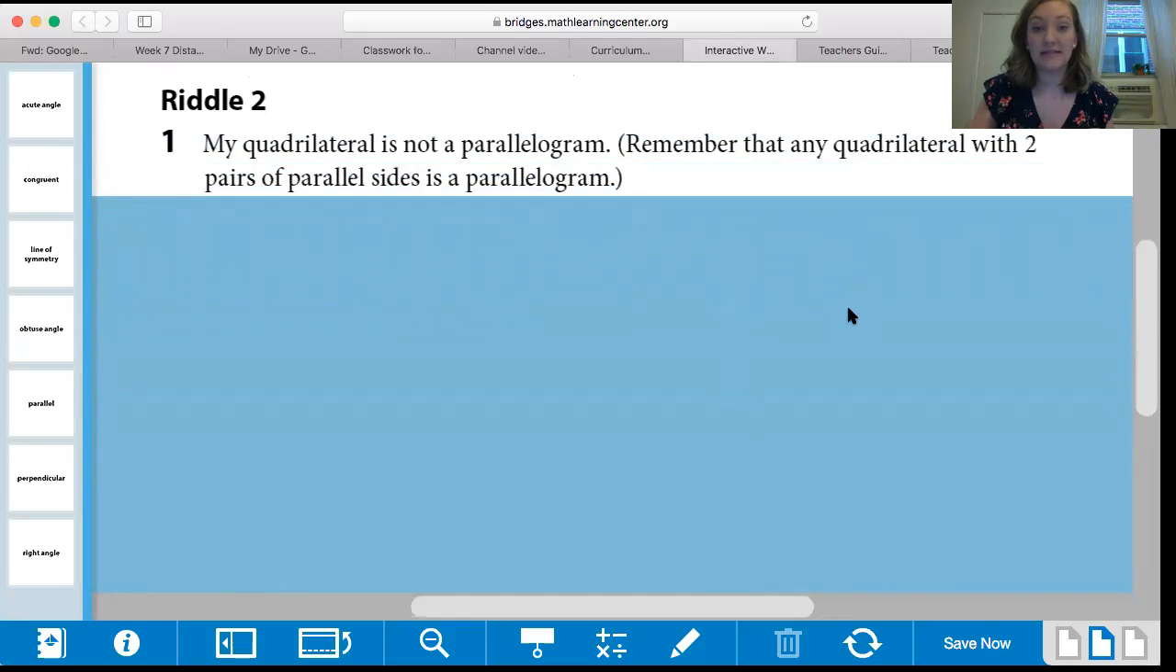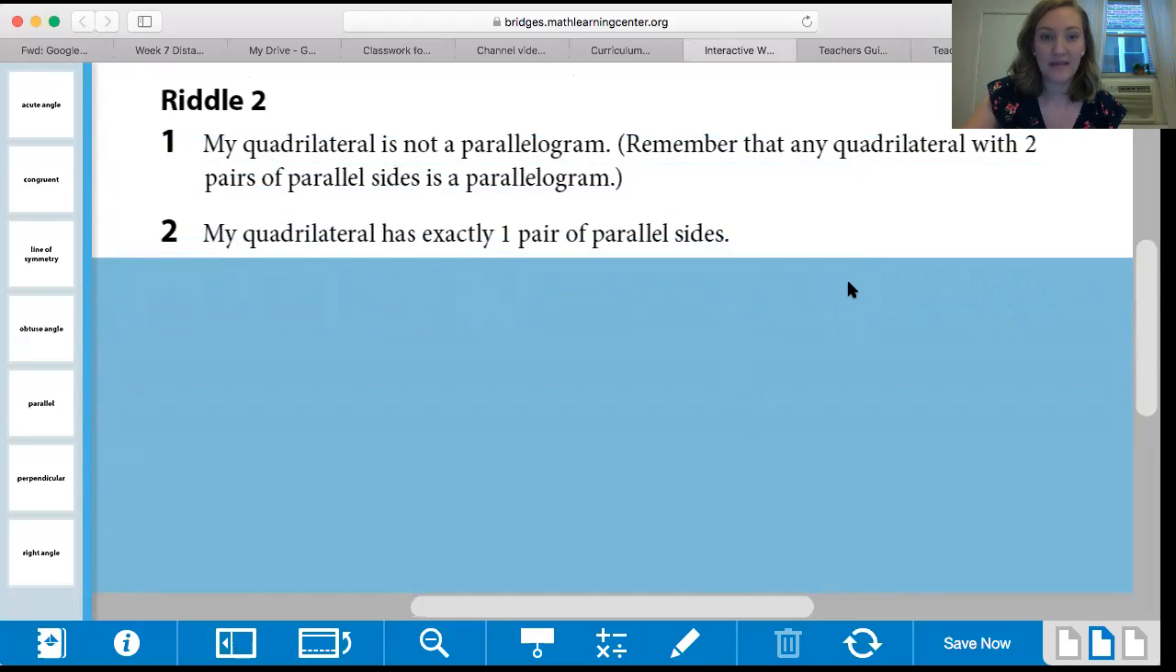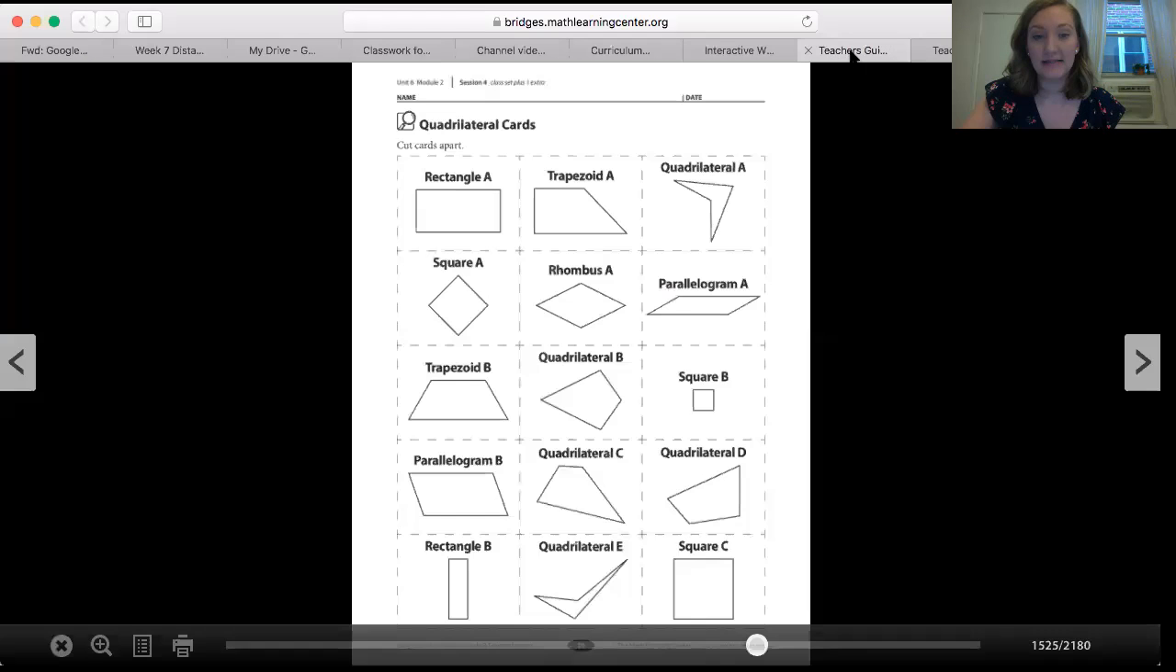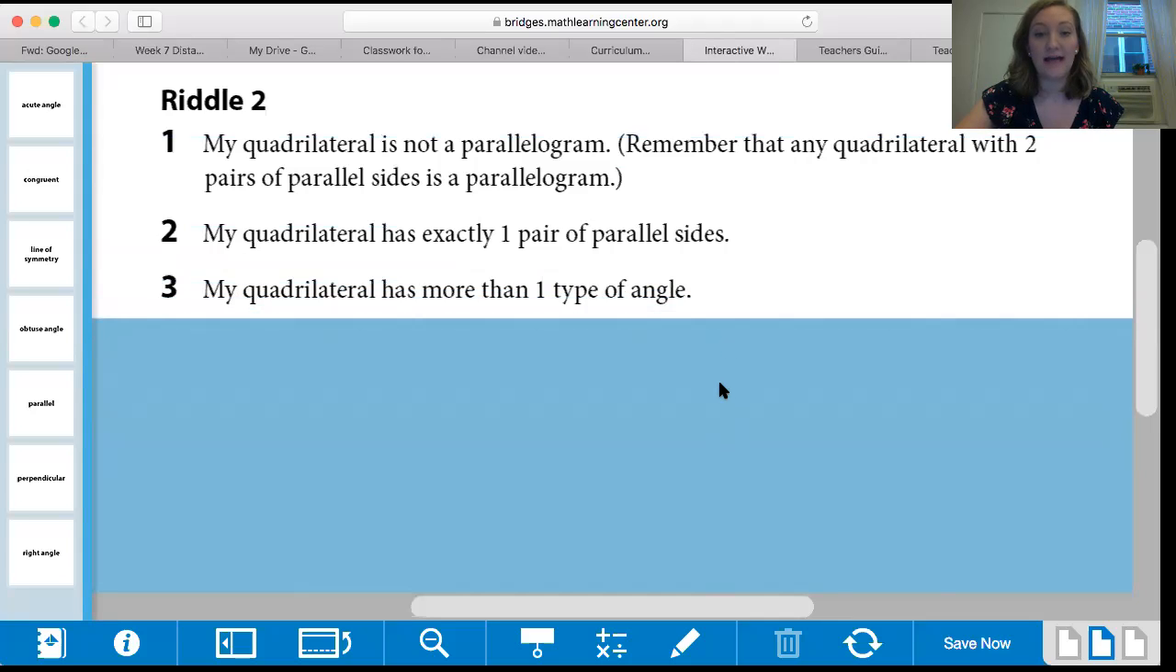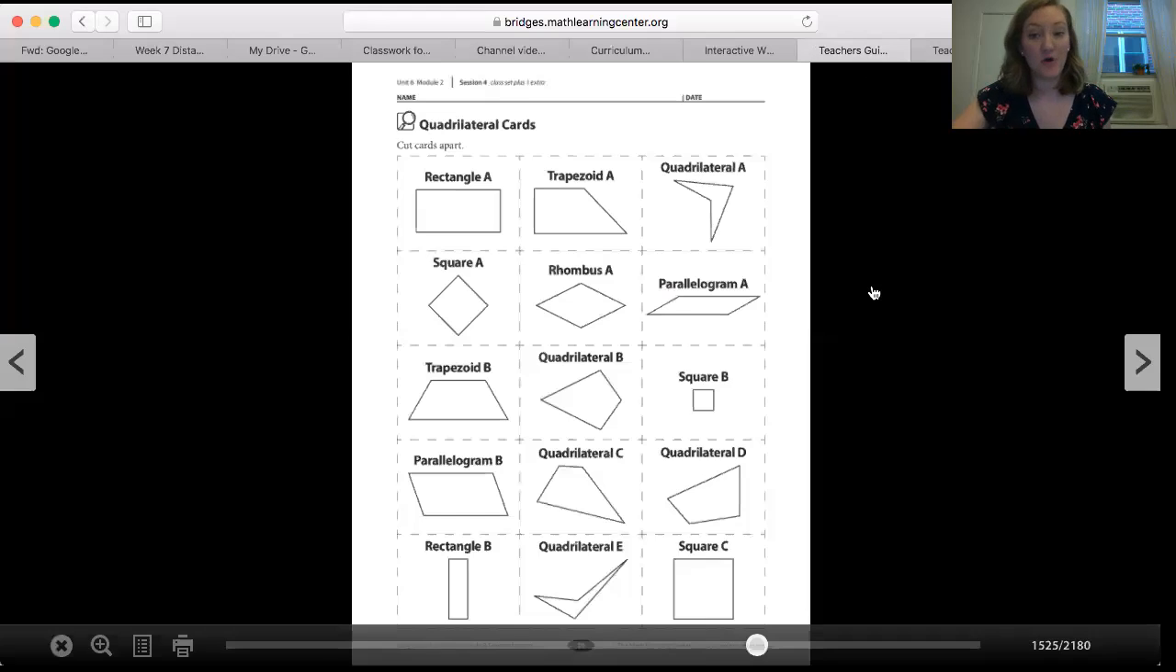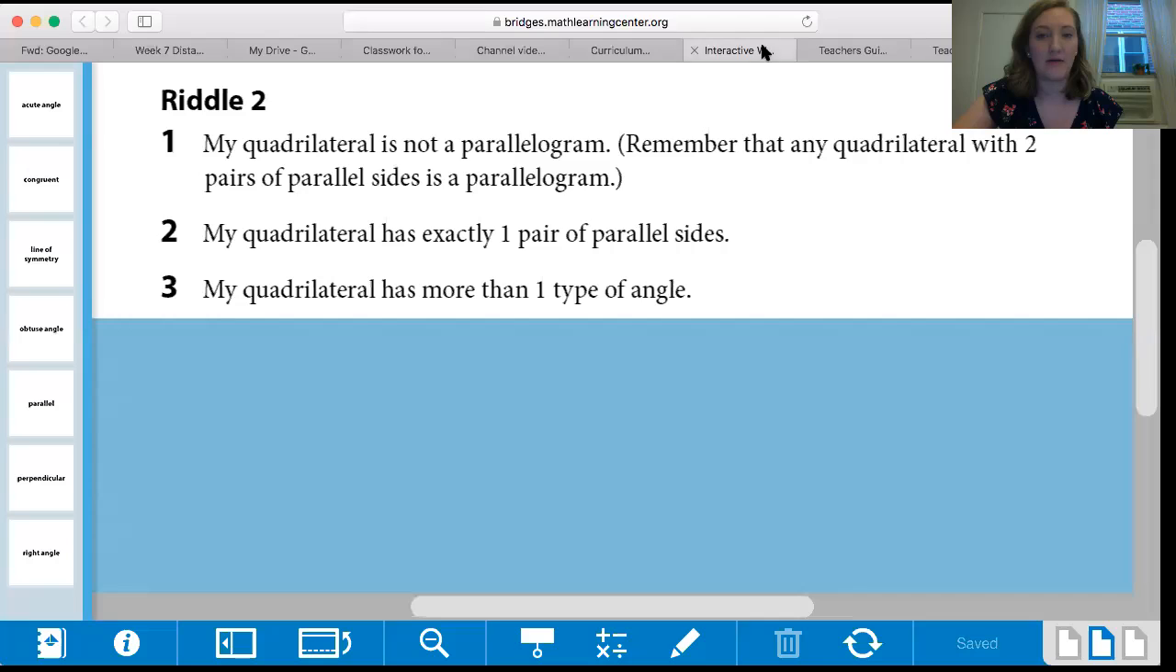My quadrilateral is not a parallelogram. My quadrilateral has exactly 1 pair of parallel sides. So it's not a parallelogram, it only has 1 pair of parallel sides. Third clue, my quadrilateral has more than 1 type of angle. That means its angles are different. It doesn't just have right angles or just acute skinny angles or just obtuse big angles. It has more than 1 kind of angle.